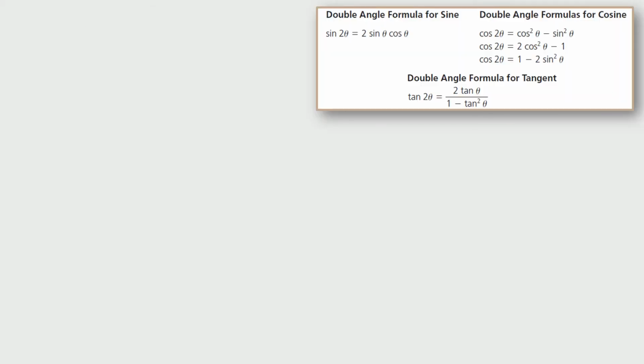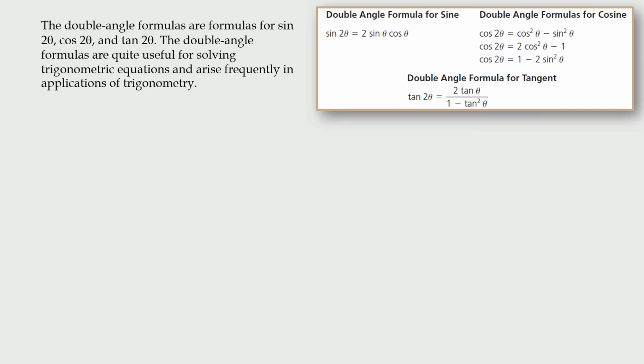Moving on, here is a list of all of your double angle formulas that will be given to you. You don't have to memorize them, but you should have them written down somewhere. The double angle formulas for sine, that should be on the same line there, sine 2 theta, cos 2 theta, and tan 2 theta. The double angle formulas are quite useful for solving trig equations, and they arise frequently in applications of trigonometry. So we are often looking to swap one out for the other. We're always looking to switch these back and forth between left side, right side, and picking the one that fits best for the question.